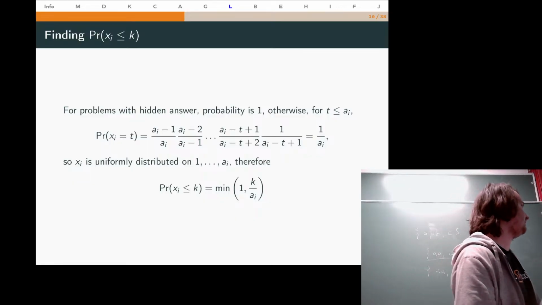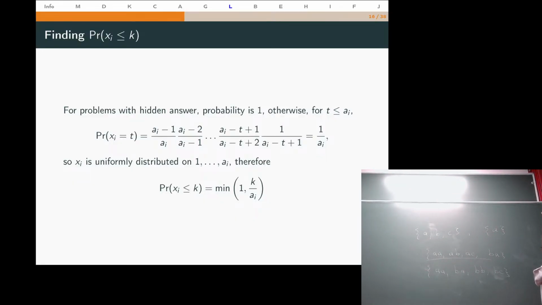For this, we consider the probability that xi is equal to some specific value t. It means that we need to pick one of the wrong answers on the first iteration, then one of the wrong answers that remain on the second iteration, etc., up to the fifth iteration, and on the last iteration we must pick the one remaining correct answer. So this is for questions that do not have a hidden answer. And if we look into this expression, there is a corresponding product here, which means that the whole product collapses to just 1 over ai.